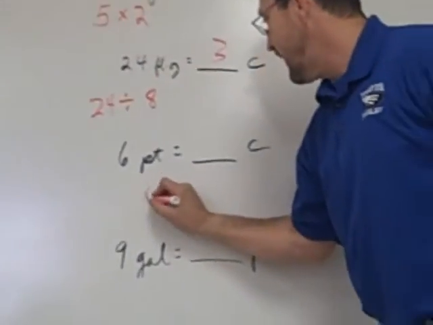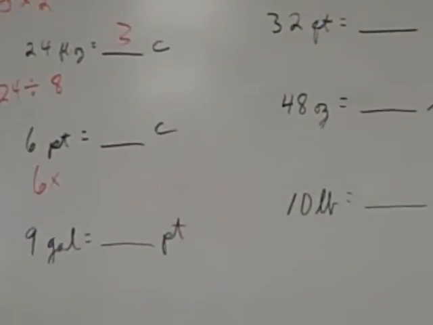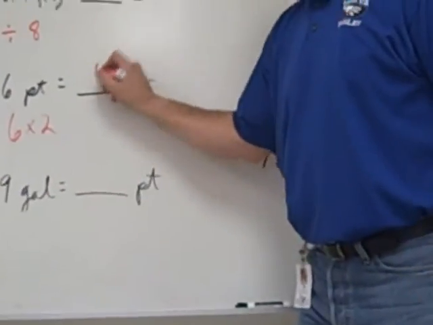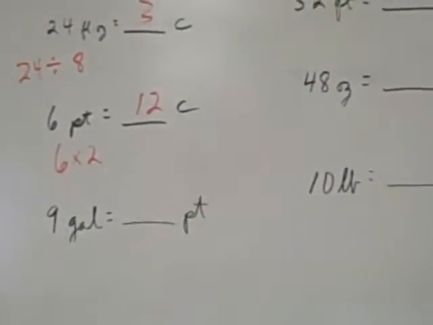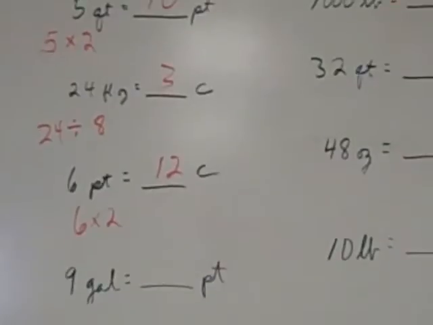Times, all right? And I already have a 6. Find pints and cups on the same line. Pints and cups, same line, has the number 2. 12 cups. Okay? We okay with that?